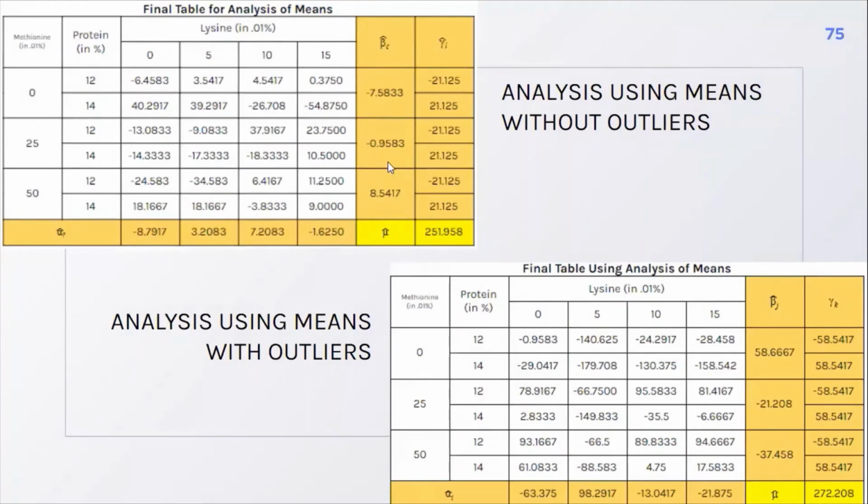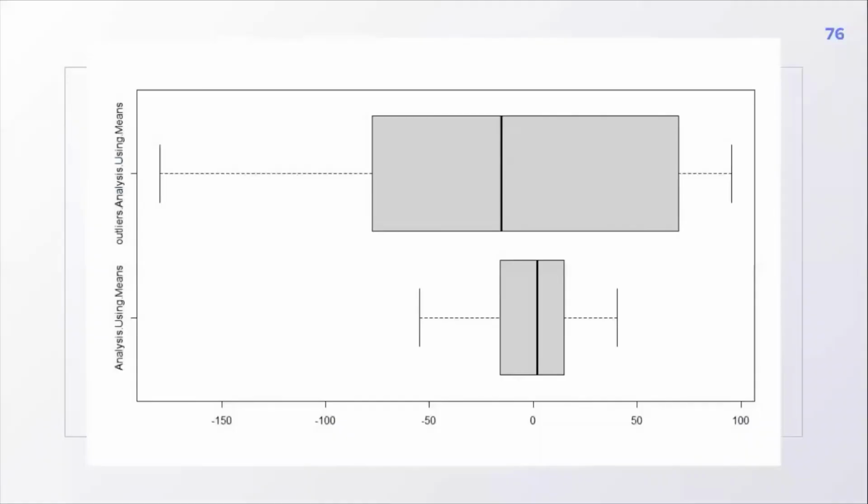This is the final table for the analysis using means applied in the data without outliers. And this is the final table after using analysis of means to the data with outliers. We can see that everything changed. The residuals change, the estimate effects, as well as the common term. And if we look at the box plot of the residuals, we will see that it is very much wider than the residuals from the original data.